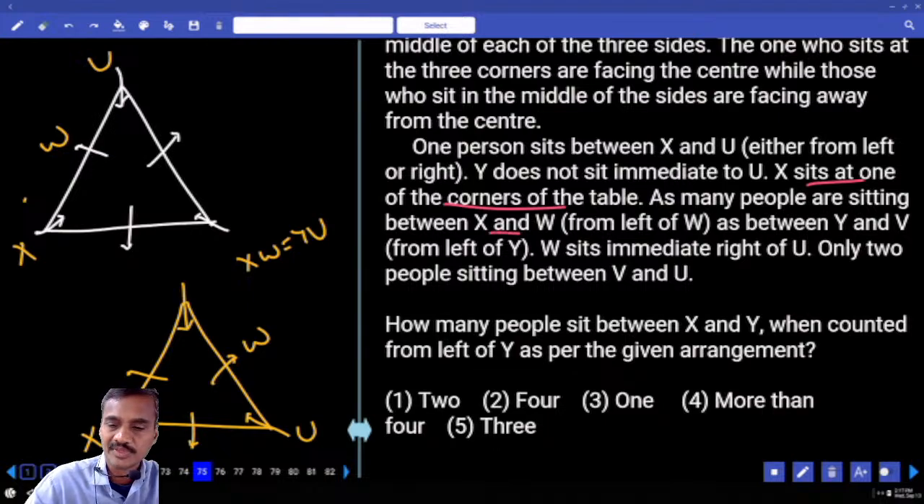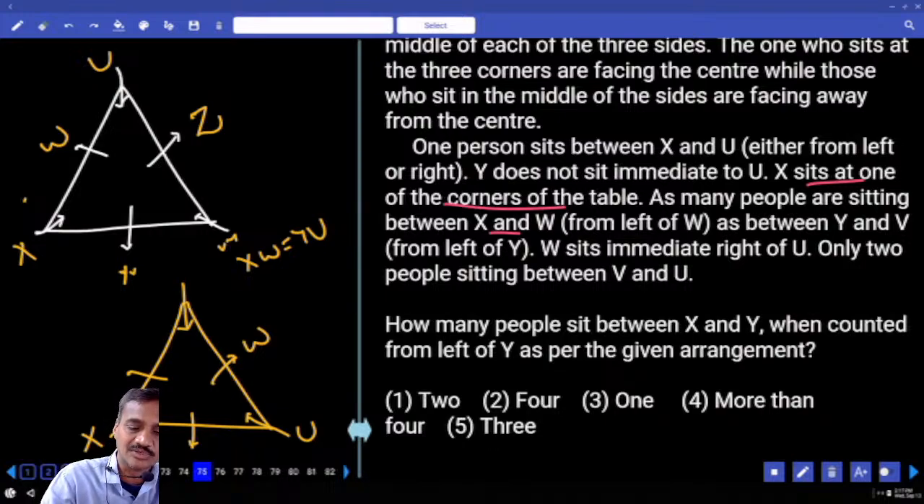Left of W, 0. And between Y and V, there must be 0 from the left hand side of V. And on the left hand side of this one, Y cannot be here. If Y is here, V will be here. Are you following this one or not? Y and V are adjacent to each other. If Y and V are adjacent to each other, Z is the person left out.